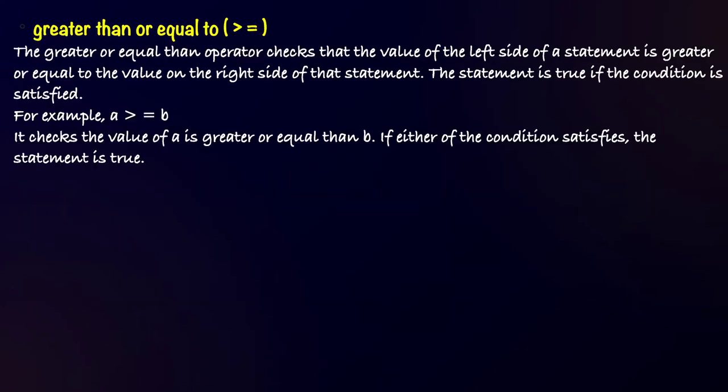Then again, the opposite of it, or somewhat its partner, is the greater than or equal to operator. So either the quantity on the left side should be greater than the quantity on the right side, or the quantity on the left side should be equal to the quantity on the right side. Either this or that, anything would work, and the condition will become true. I hope this concept is clear to you.